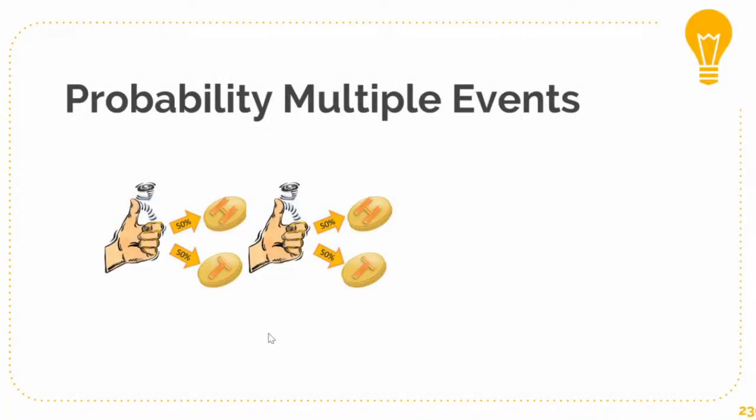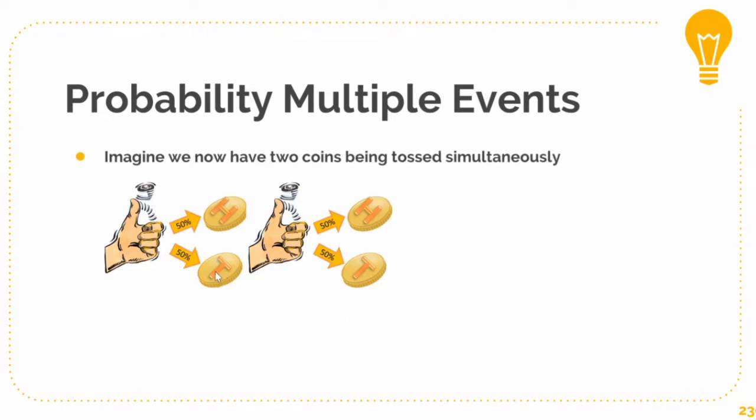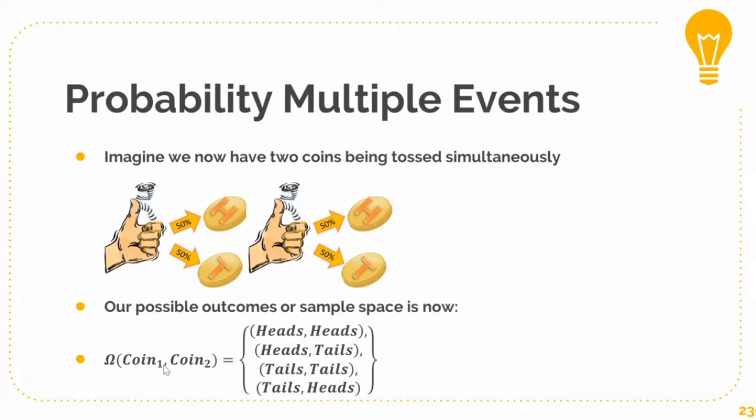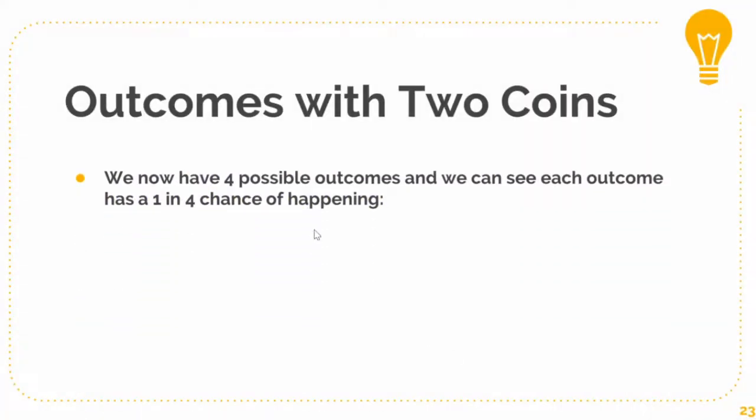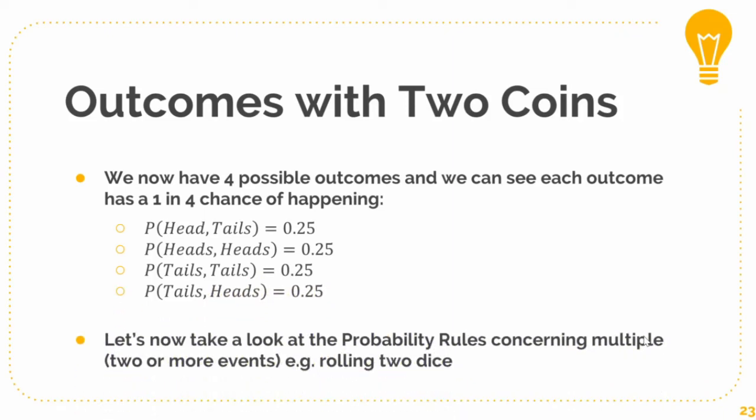So let's take a look at something called the probability of multiple events. Multiple events here means that we have 2 coins being tossed simultaneously. Our possible outcomes, or the sample space, is now for coin 1, coin 2: heads heads, heads tails, tails tails, or tails heads. So we have 4 possible outcomes, as we just said, with a 1 in 4 chance of each one happening. These are the probabilities of each right here.